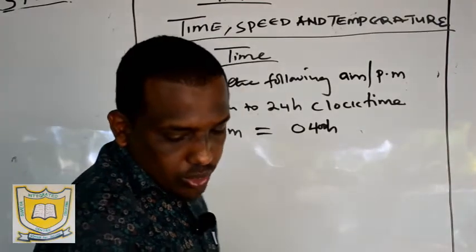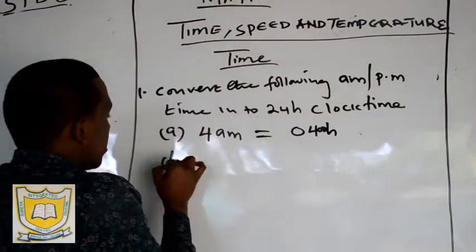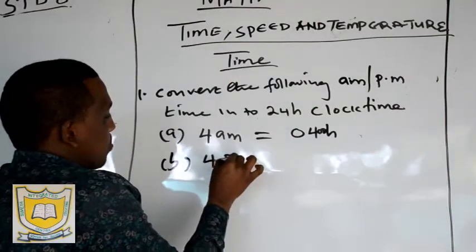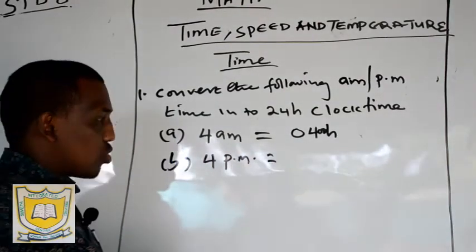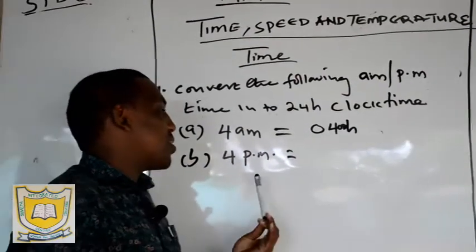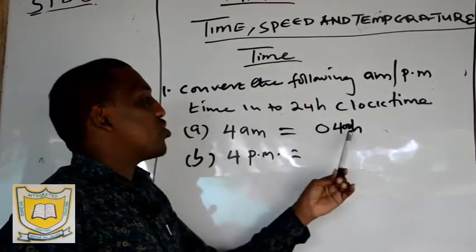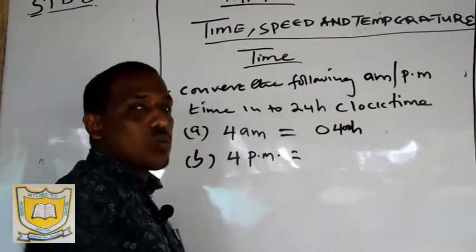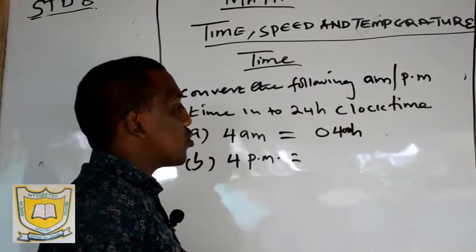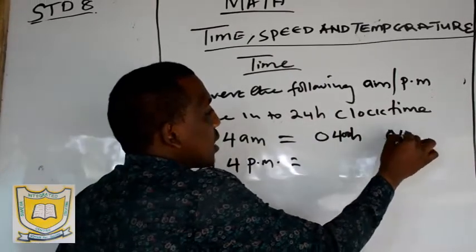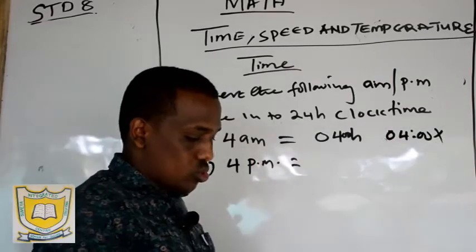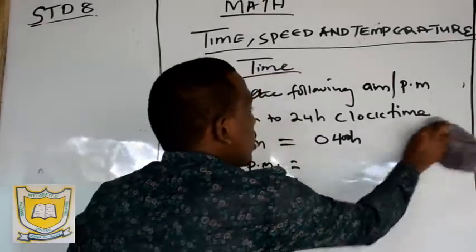Number 2, you are told 4 PM. We want to change this one into 24-hour clock system. This one is different now. With AM we were introducing 0, but we don't use the dots when changing to 24-hour clock system. Sometimes students write it with dots; no, this one is wrong. We don't use the dots.